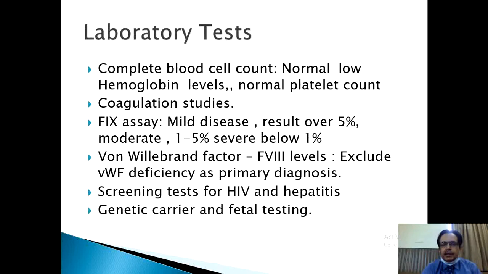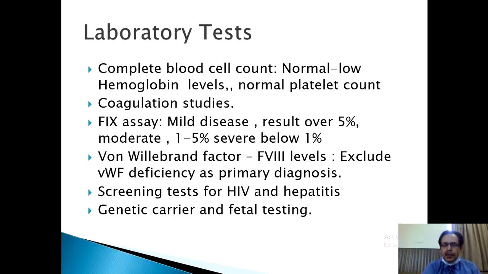In the investigations, first you should perform the CBC. The CBC may be normal or low. Hemoglobin levels normal or low, normal platelet count, and coagulation studies may be encountered in milder cases. And then you go for the factor 9 assay. In mild disease, you should expect that if the patient is having around 5% of the coagulation factor, then it is a mild disease.